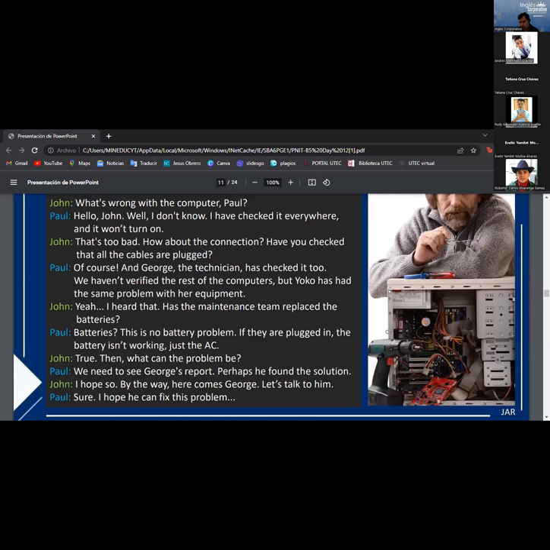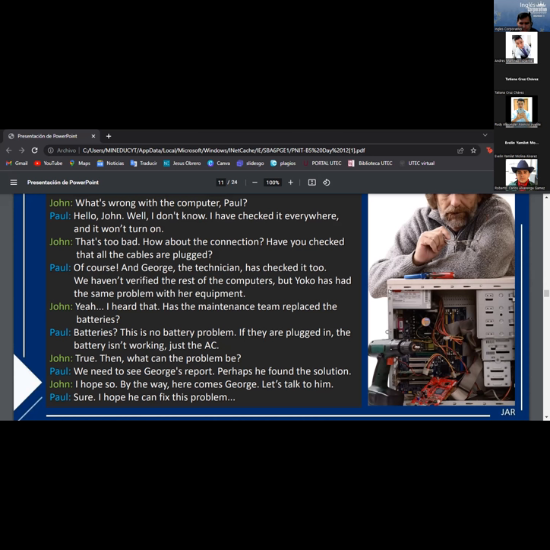Yeah, I heard that. Has the maintenance team replaced the batteries? Batteries? This is no battery problem. If they are plugged in, the battery isn't working, just the AC. True. Then what can the problem be? We need to see George's report. Perhaps they found the solution. I hope so. By the way, here comes George. Let's talk to him. Sure. I hope he can fix the problem. Okay, thank you.